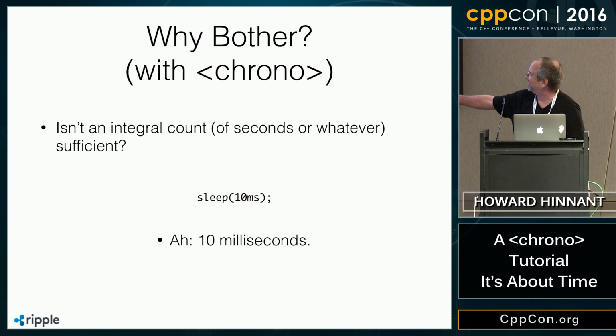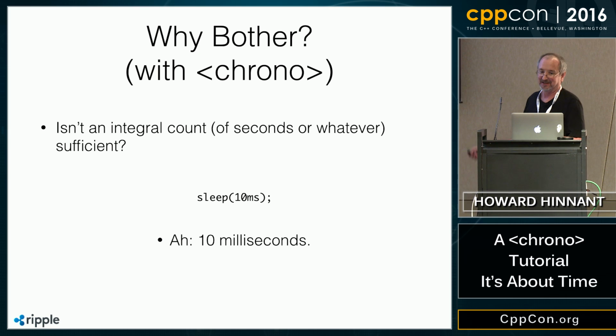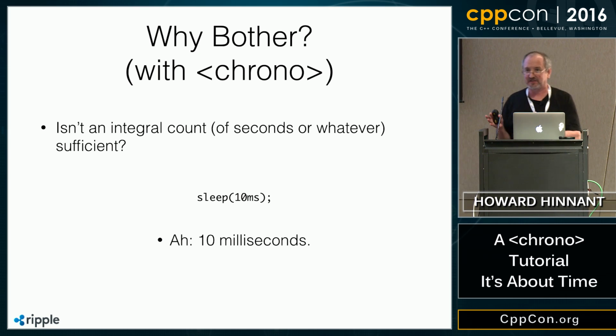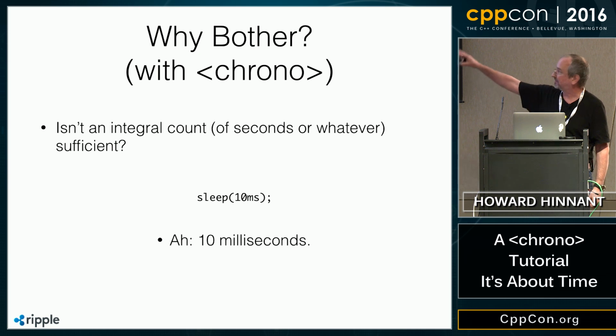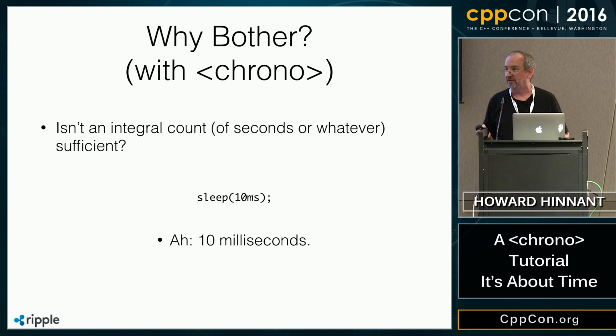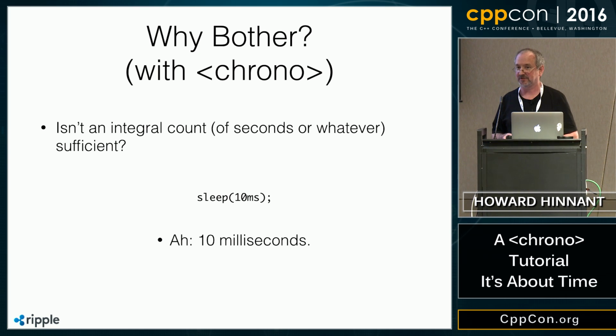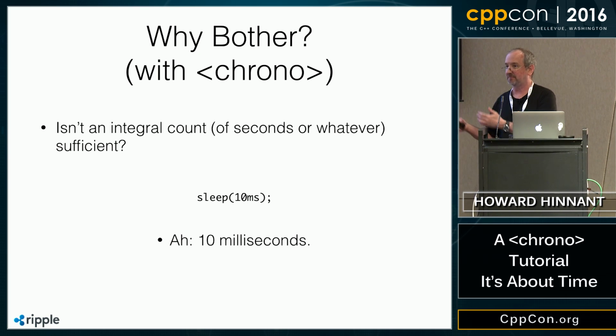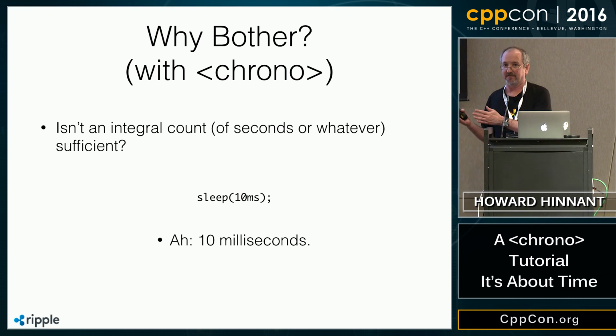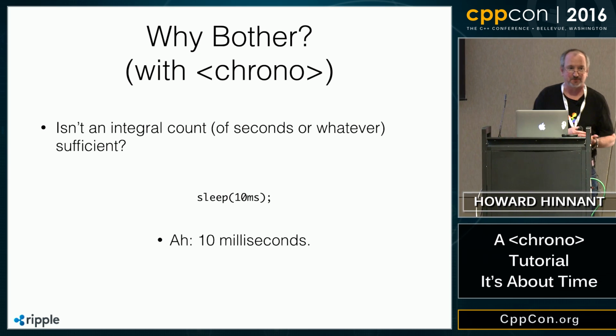Well, actually, you see sleep(10) in your code, and the 10 is ambiguous. Is that sleeping for 10 seconds, 10 nanoseconds, 10 microseconds? Nobody knows. But if you've got a time library, you can write something like 10ms, which means 10 milliseconds. It's much more readable. You can tell exactly what this is supposed to do. Now, admittedly, for ms, you need C++14, not C++11.